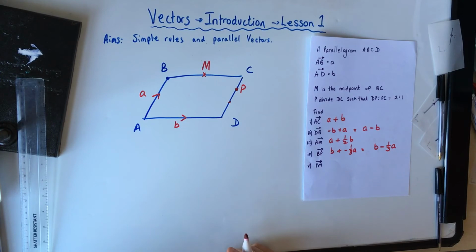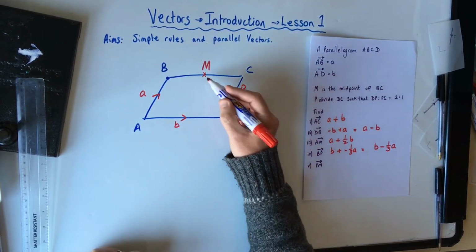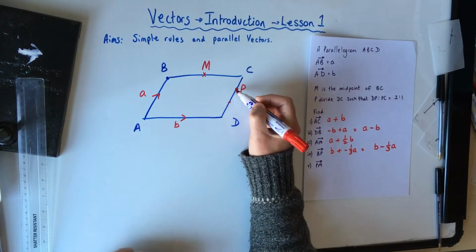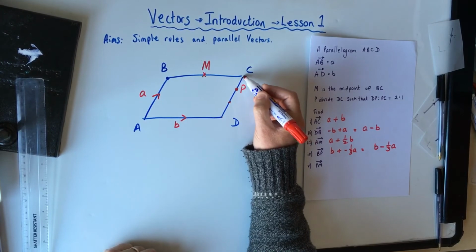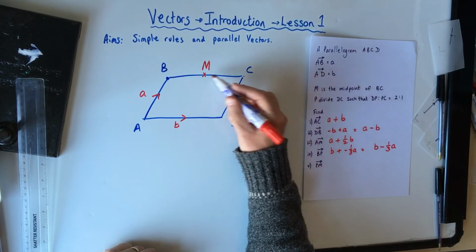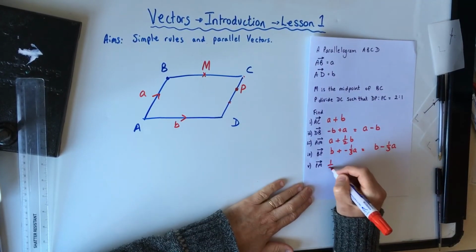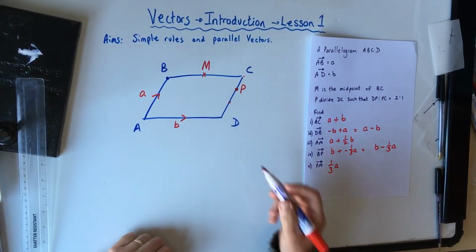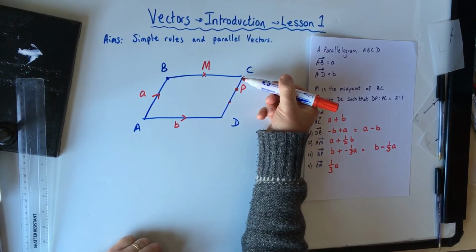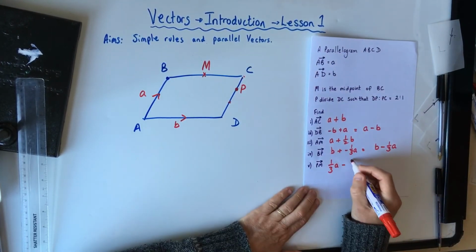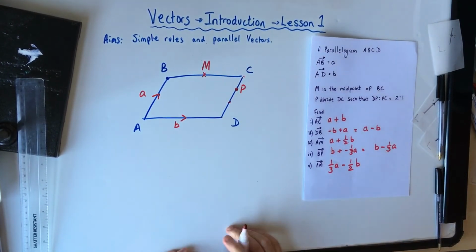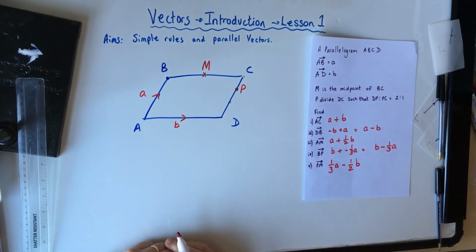And I'm going to finish with PM. So P to M, well, the quickest route is to go up to C and then along. So that's a third of A because we're going in the positive direction. A third of A, and I'm happy there because I've got my A first, haven't I? And then minus half a B. And there we've got it. And we're back to M.